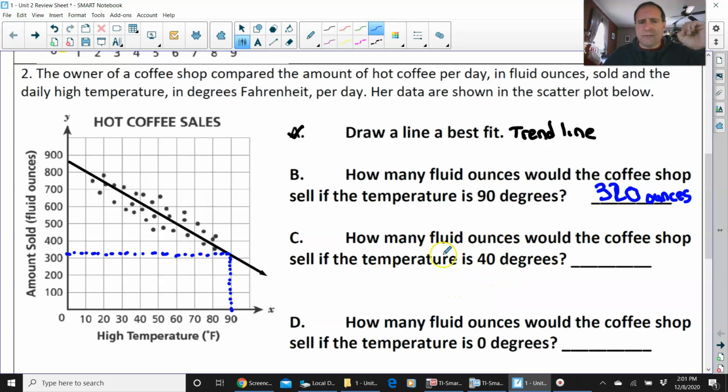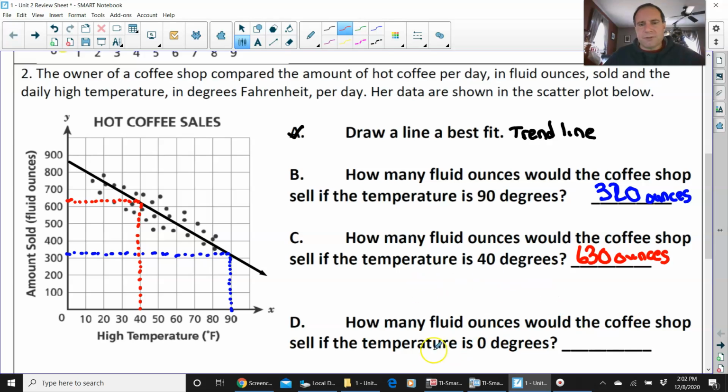How many fluid ounces would a coffee shop sell if the temperature was 40 degrees? I'm going to go to 40, and I'm going to use that trend line. Again, I'm going to go all the way up to the trend line and then go across. And I'm going to say about 630. Your answers might be a little different than my answers because of differences in trend lines drawn, right? But it should be around the same amount that I'm getting.